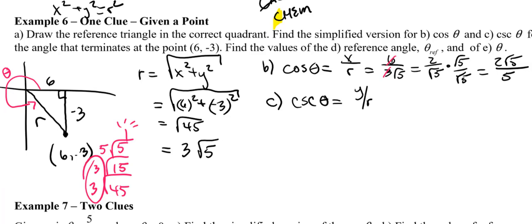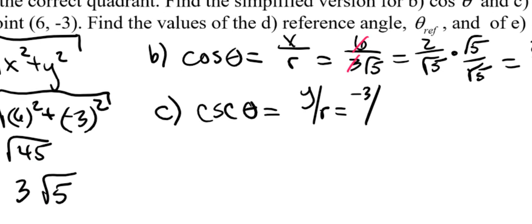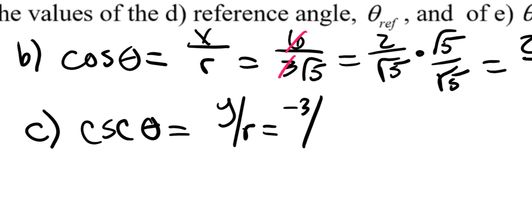So when I look at that, I'm going to have -3 for the y-coordinate over, so let's just go ahead and zoom in on this here. So I'm going to have -3 over that 3 square roots of 5. And again, I can simplify that, which is real nice. So then that is going to end up giving me 1 over square root of 5. Don't forget the negative, though.